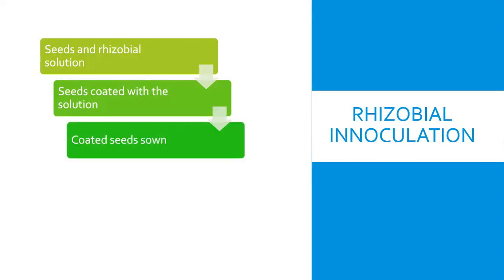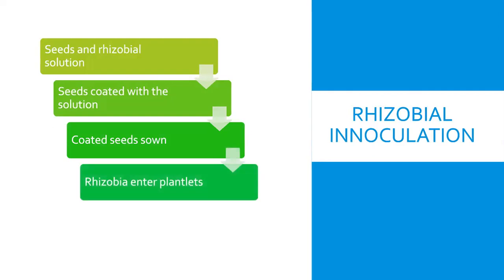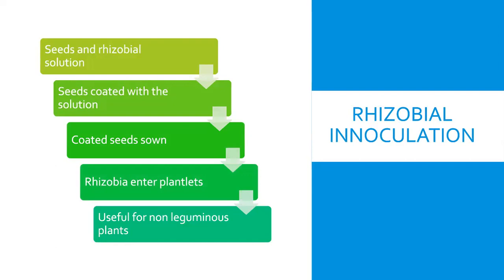Yes. Then these coated seeds will be sown. So now the seed is completely covered with the rhizobia and now it's been sown. Sown in the sense they're planting that seed. Now rhizobia enters the plantlets. As soon as the seed sprouts, rhizobia will enter them. And when rhizobia enters them, it is useful.